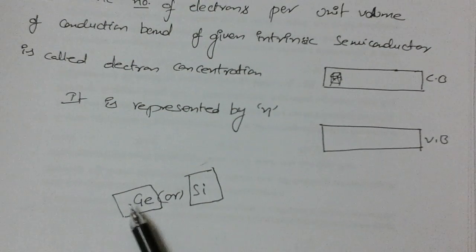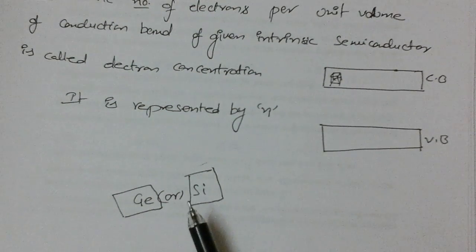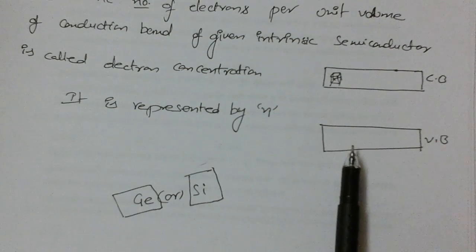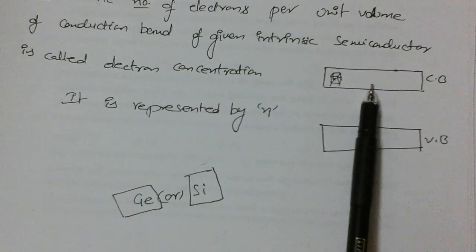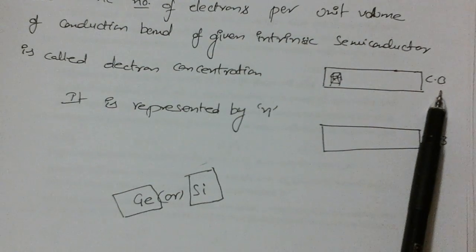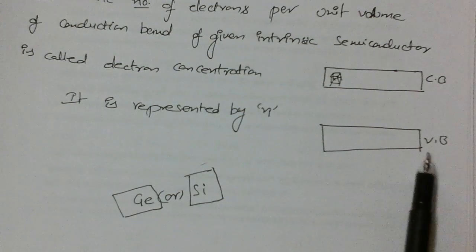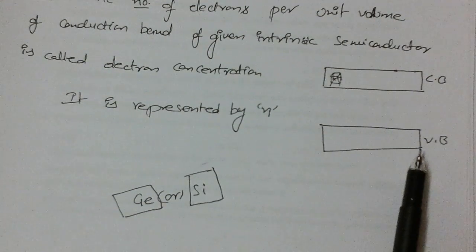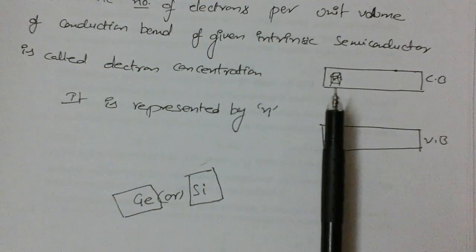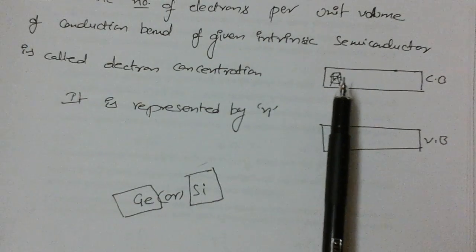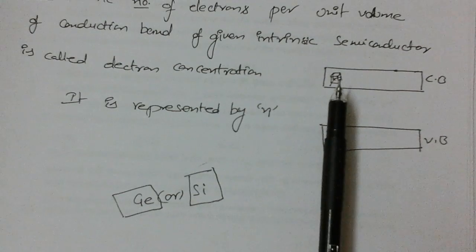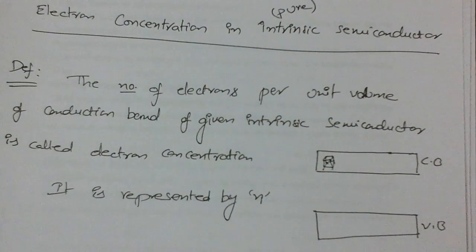Given semiconductor means germanium, or if it is given, silicon. Whatever it may be, in that semiconductor we are going to have a valency band and a conduction band. Conduction band I am representing as CB, and valency band I am representing here as VB. In the conduction band I am taking a unit volume. In this unit volume, how many electrons are present? That is called electron concentration.